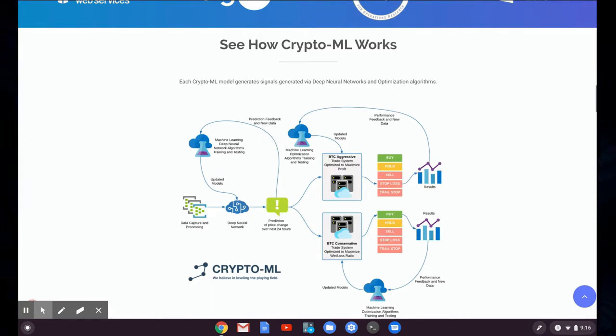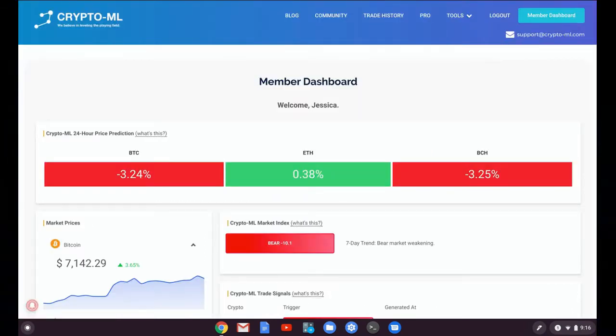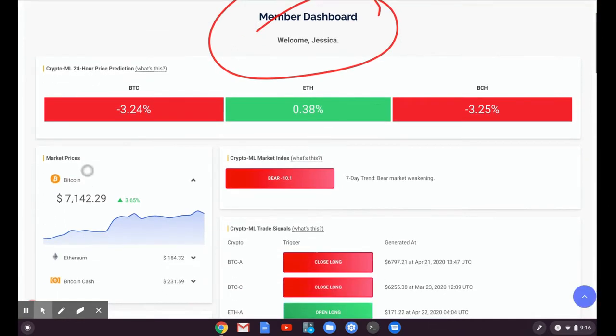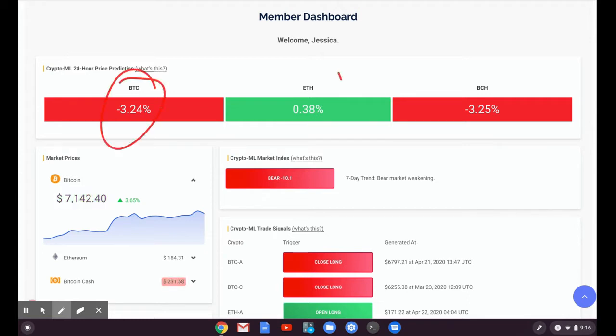Once you become a member, you'll spend most of your time in the member dashboard. Here, you can get a complete view of Crypto ML's status. Starting at the top, we have the 24-hour price predictions. Derived by our neural networks, these predictions drive our trade signals. They let you know the predicted change in price 24 hours from now. Consider this your weather forecast for the crypto markets.